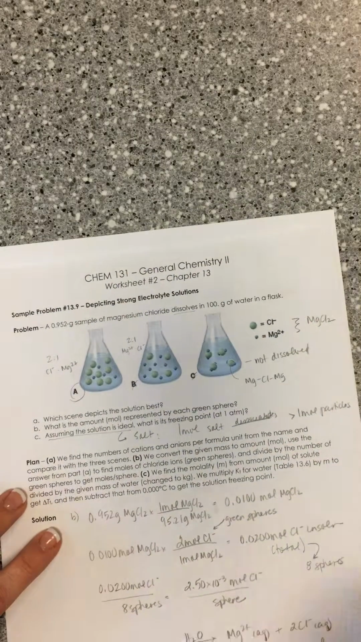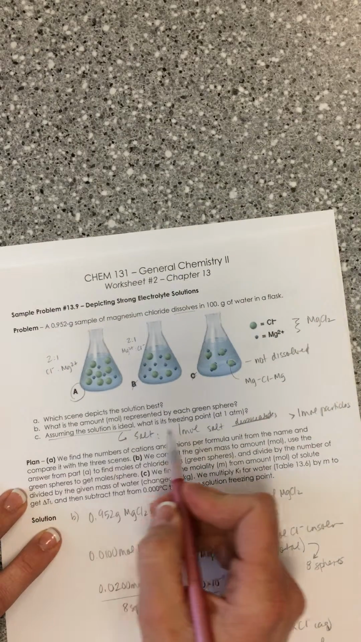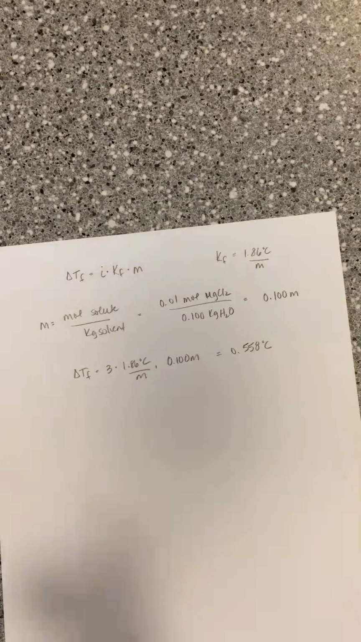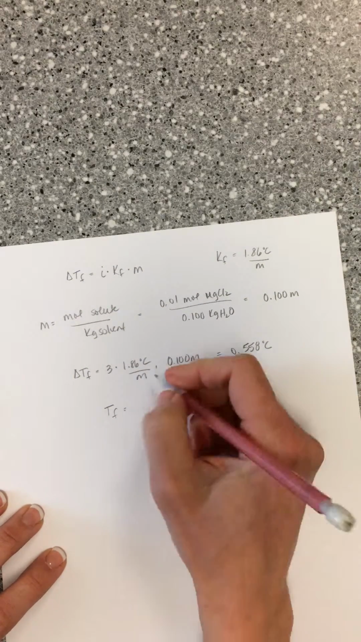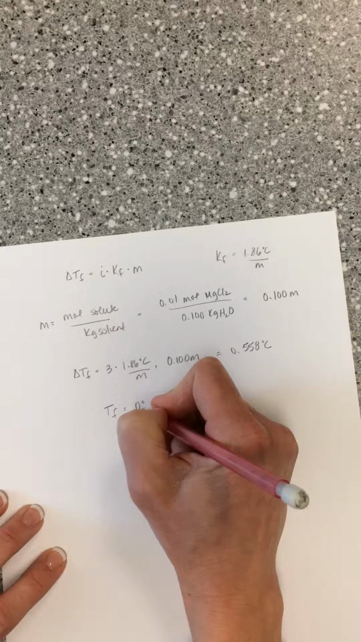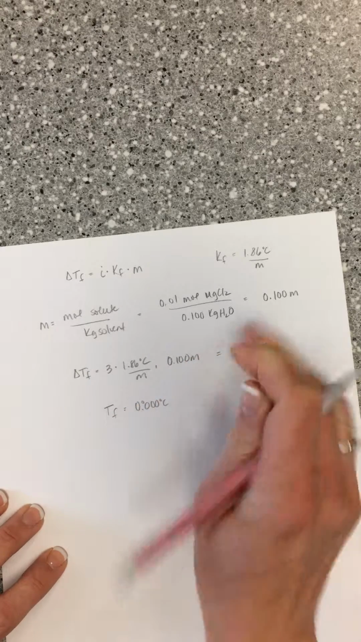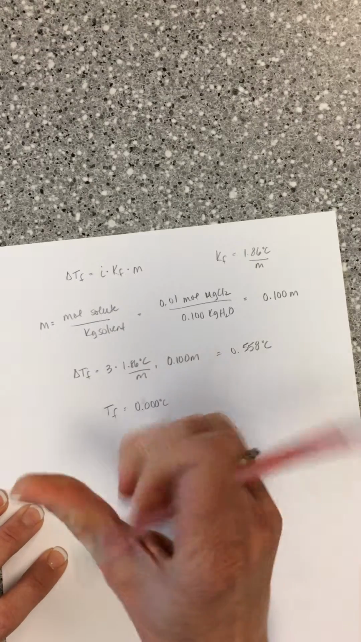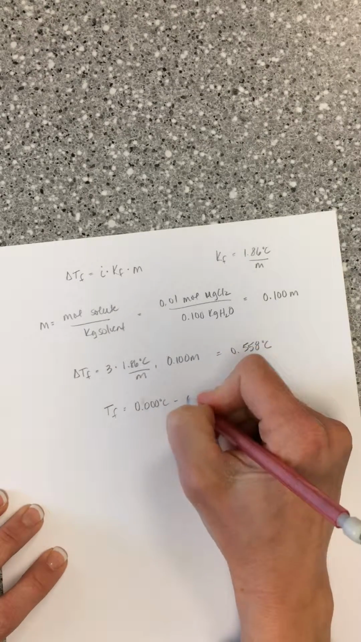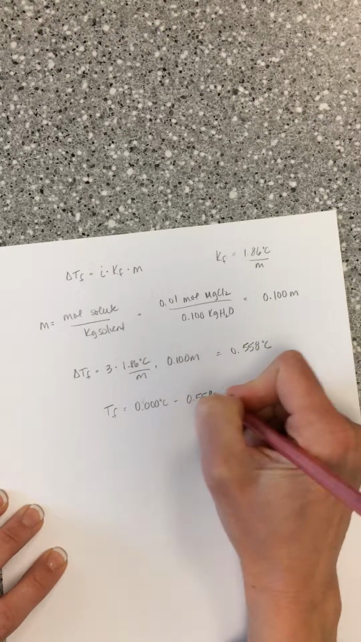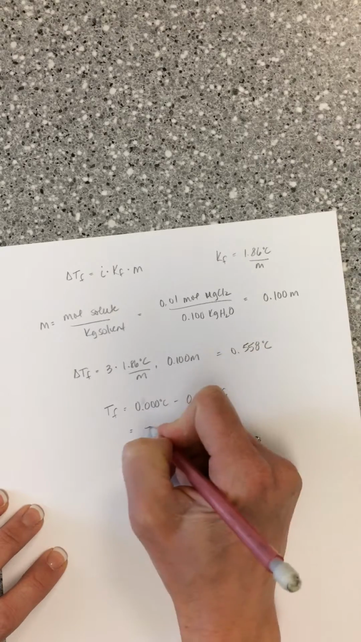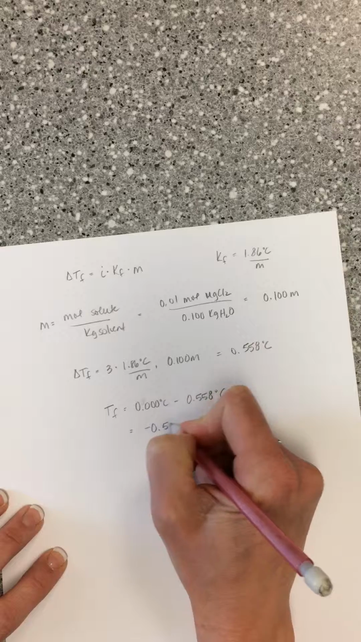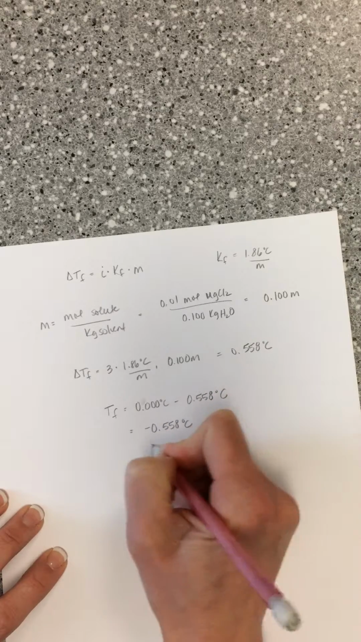Now this problem, remember, asks us what is the freezing point, right? This problem asks not what the freezing point depression is, what is the freezing point? So that means that we need to figure out what the new freezing point is. To figure that out, we take the normal freezing point, which is 0 degrees C, and we need to subtract off what the freezing point depression is, 0.558 degrees C. So the new freezing point is negative 0.558 degrees C.